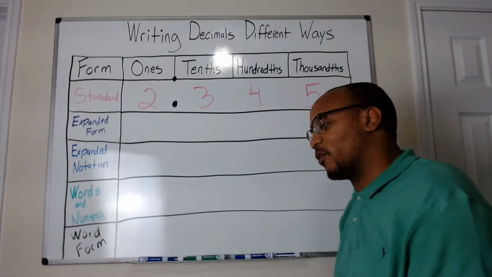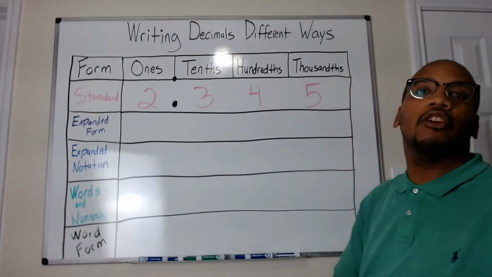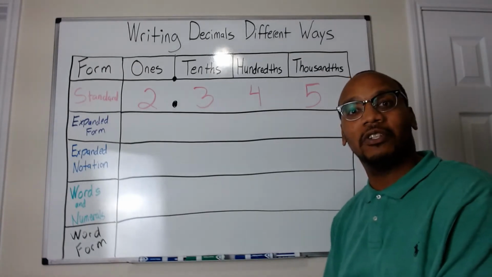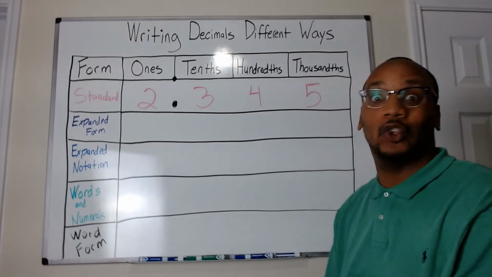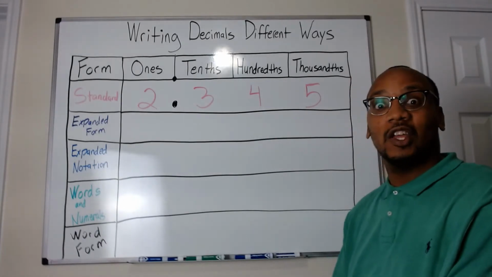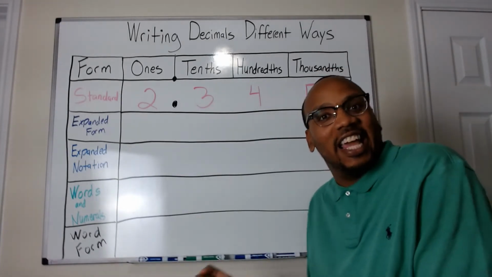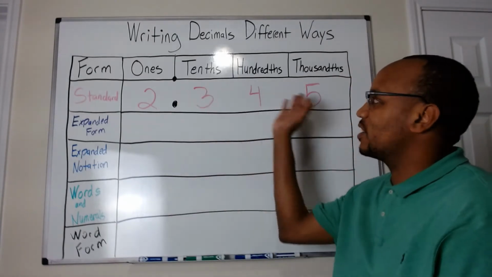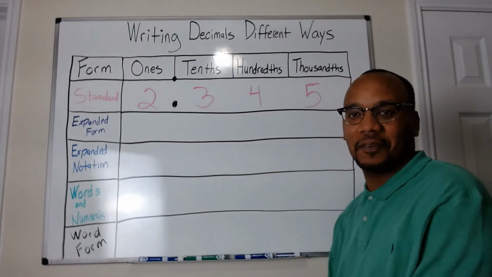That's the standard form. I tell my students, standard means normal. If you buy a car and it has all standard features, you're going to have regular seats, no sunroof, you might have to roll the window down by hand. Standard means the normal way. This is just the regular, normal number.